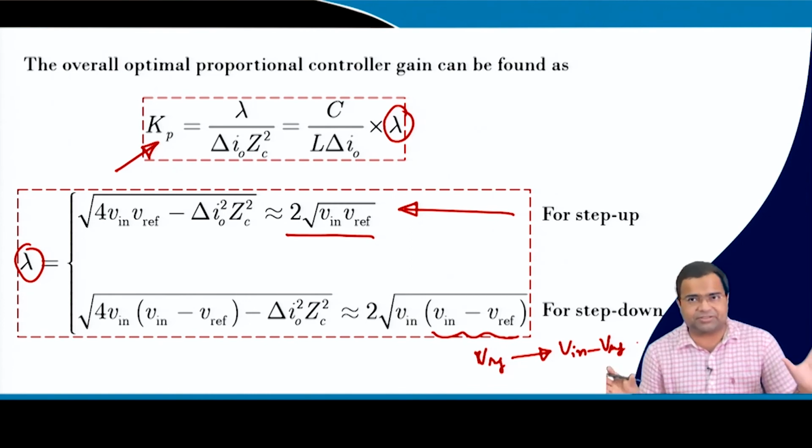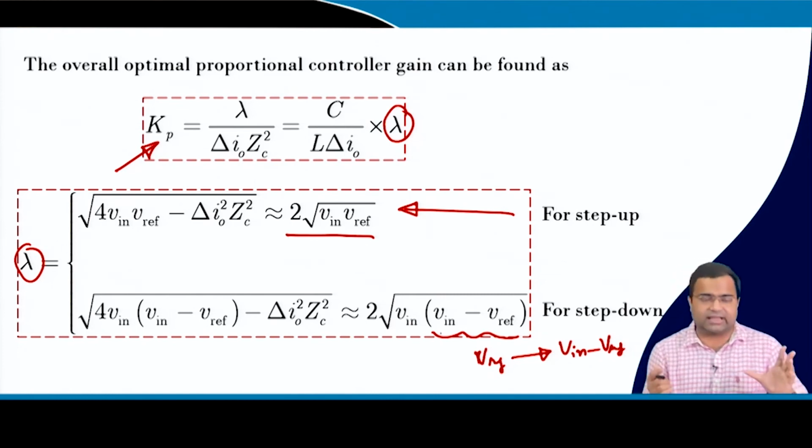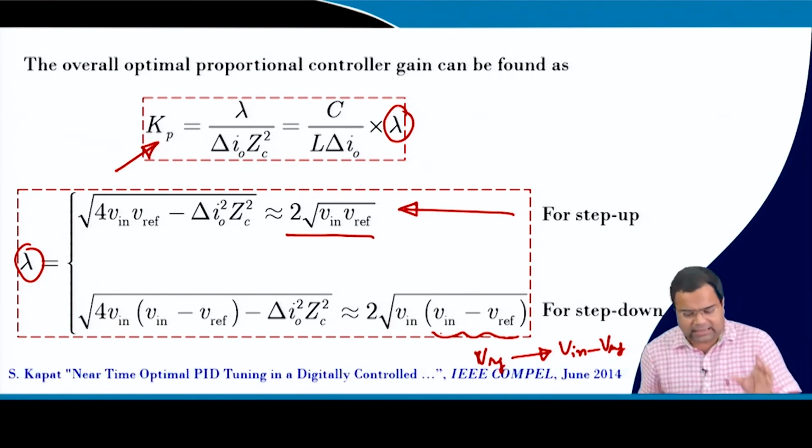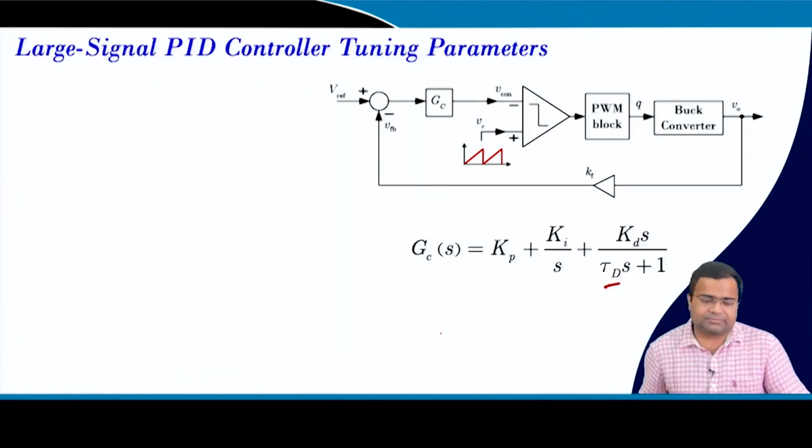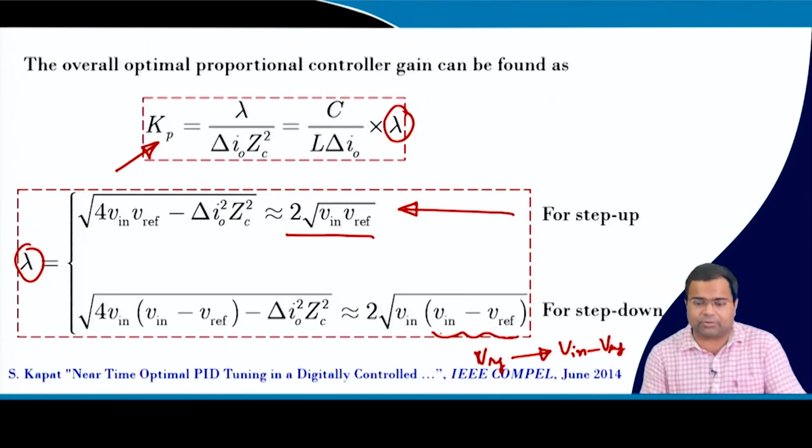For 50% duty ratio, both are the same, but for high input voltage, the falling slope will be higher than the rising slope, and that is also already there in this paper. So, using large signal, this is what we discussed for current mode control.